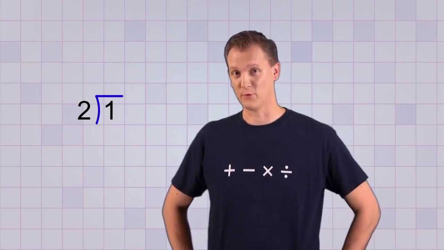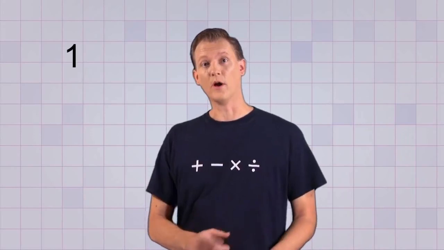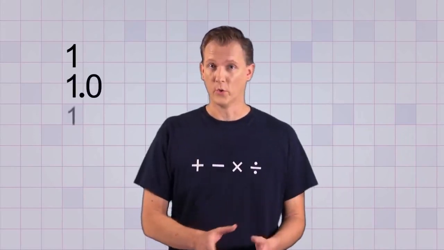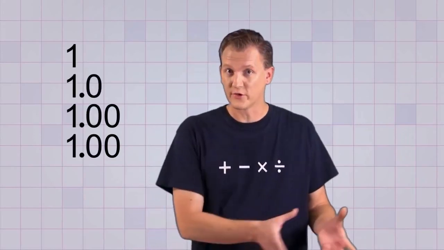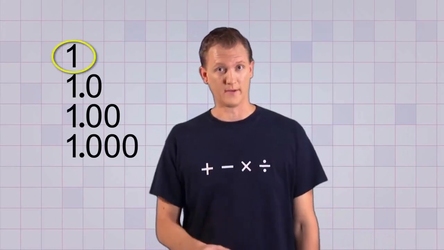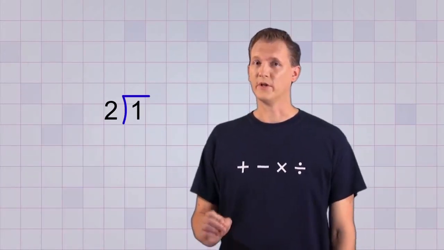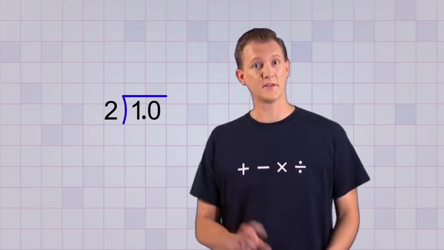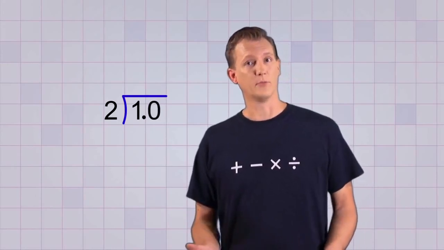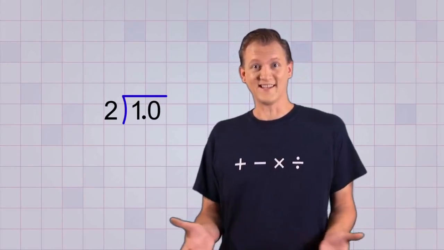And that's where the decimal point comes in. Now you remember that in the last section, we learned that 1 could be written as 1.0 or 1.00 or 1.000 and its value is still 1. Let's try doing that here and see what happens. After the 1, put a decimal point and then a 0 in the tenths place. Now our division problem looks like 10 divided by 2, and that's easy to do.